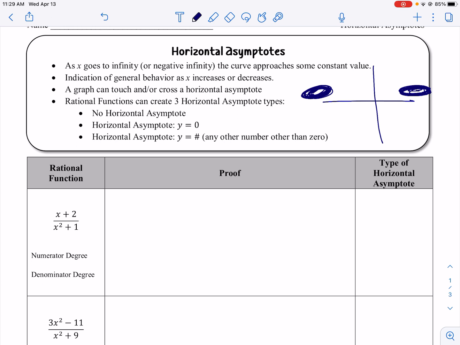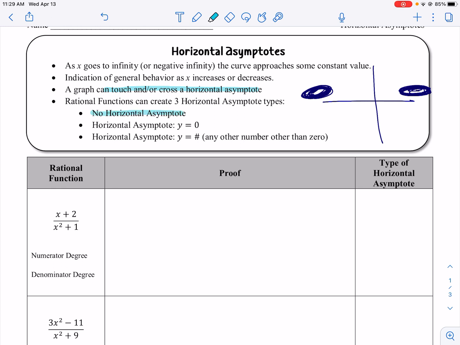So I always think, like, I reach my hands out and I say, what are the fingers reaching? If they're reaching the same thing on both sides, then this has an asymptote. And if the fingers are reaching two different things, then it doesn't have an asymptote, okay? A graph can absolutely touch or cross a horizontal asymptote. It's not like a vertical asymptote where it will never ever touch that dotted line. It absolutely can.